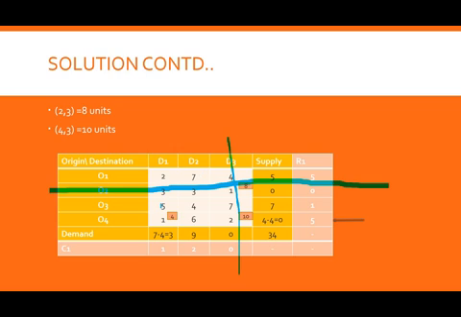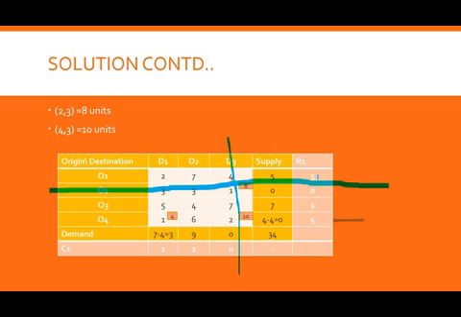2, 7, 5, 4, 1, 6. Find out the penalties. 2, 7 difference is 5. 5, 4 difference is 1. 1, 6 difference is 5. Here 1 and 2 difference is 1. 4 and 6 difference is 2. So the highest penalty is 5. I have it in two places. One is here and the other one is here.